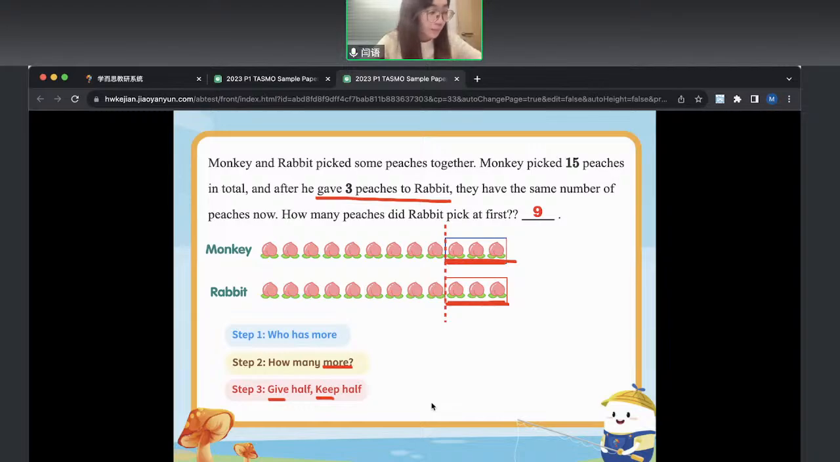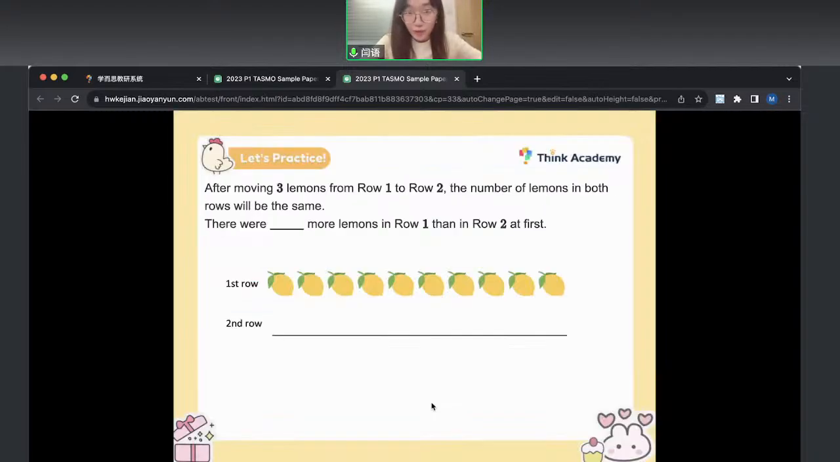Yeah. Also here, I have an extra practice for you. Let's have a look. After moving 3 lemons from row 1 to row 2, the number of lemons in both rows will be the same. So how many more lemons in row 1 than in row 2 at first? Okay, everyone, I give you some time. Try to think about it. Yes, correct.